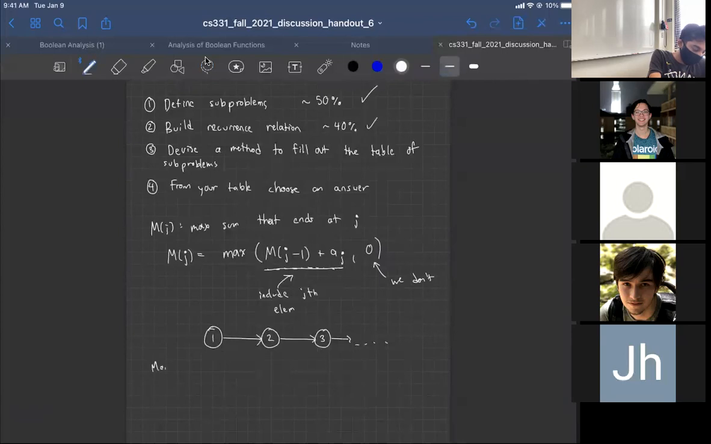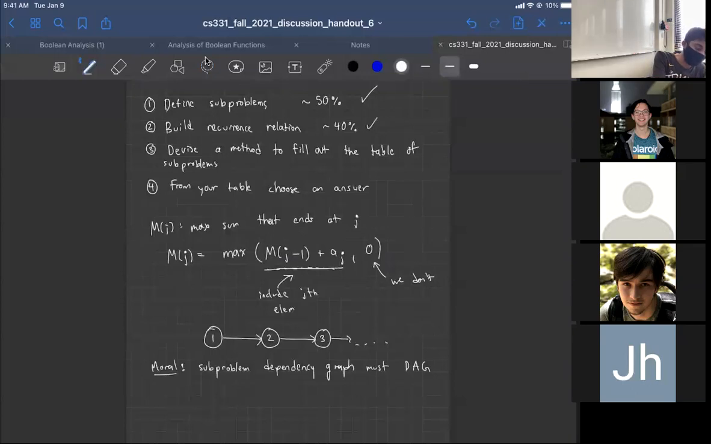So the moral here is that your subproblem dependency graph, everyone understand what I mean when I say subproblem dependency graph? You draw each subproblem as a node, and you draw an arrow between node i and node j if you must solve subproblem i before you solve subproblem j. So this graph must be a DAG. Otherwise, there is no valid way of solving this without relying on an unsolved problem.